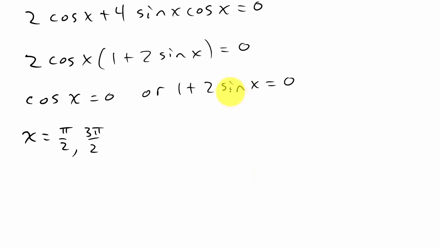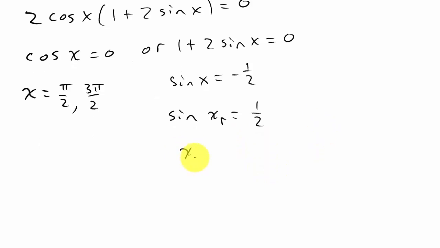Now for this one, let's get sine by itself. I get sine x equals negative 1/2. In this problem, I know my solutions are going to be in the third and fourth quadrants, because that's where sine is negative. Hopefully you still remember how to solve trig equations. To find our third and fourth quadrant angles, we need the reference angle first. Sine of the reference angle equals a positive 1/2. Sine is 1/2 at 30 degrees, so that's pi over 6. There's my reference angle.